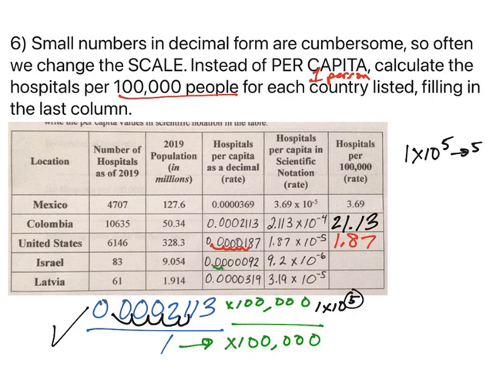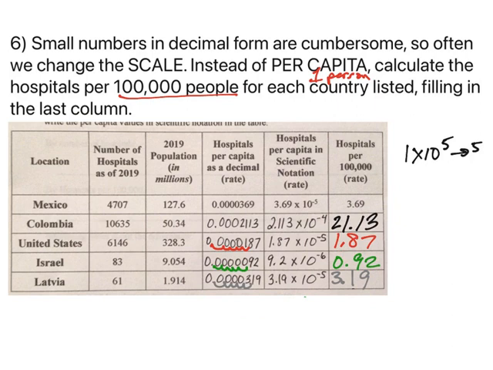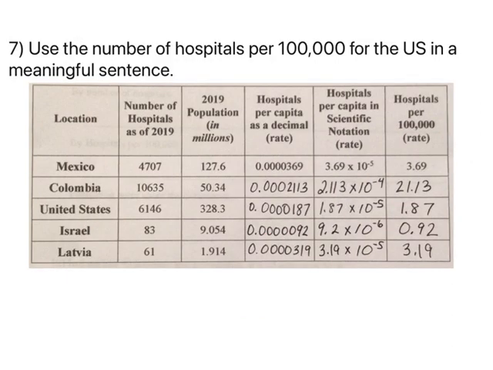We get to Israel, 1, 2, 3, 4, 5, 0.92. We get to Latvia, 1, 2, 3, 4, 5, 3.19. If you don't talk to yourself while you're doing math, you're missing out on a lot of fun. Okay, so we have finished, and we've done our hospitals per 100,000.